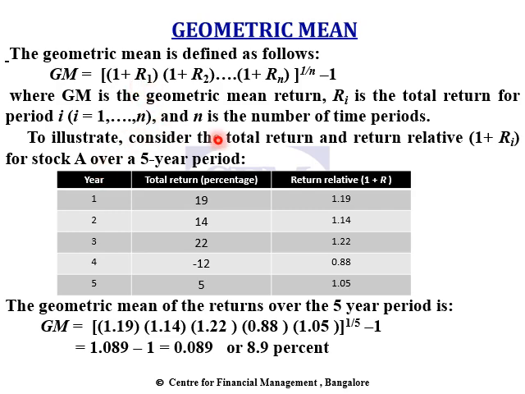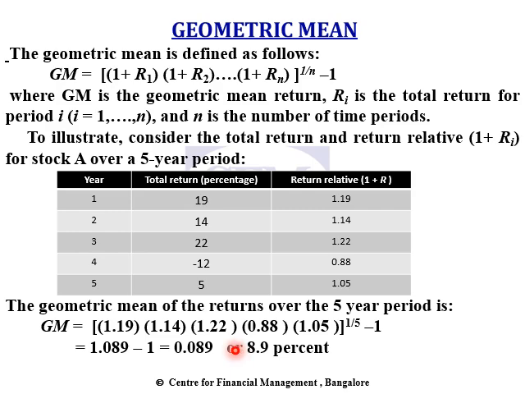To illustrate, consider the total return and return relative for stock A over a 5-year period. Year 1 total return 19%, return relative is 1.19. Year 2 total return 14%, return relative is 1.14, so on and so forth. The geometric mean of the returns over the 5-year period is 1.19 multiplied by 1.14 multiplied by 1.22, so on and so forth, the entire product raised to the power of 1 by 5, minus 1. So 1.089 minus 1 equals 0.089 or 8.9%.